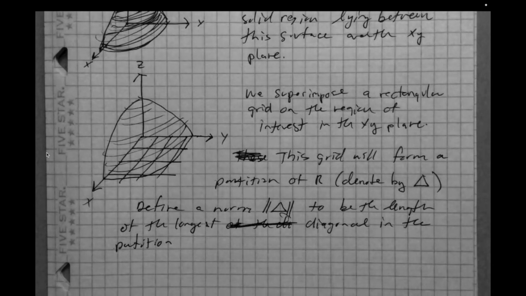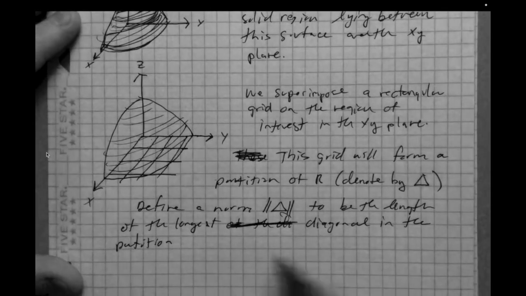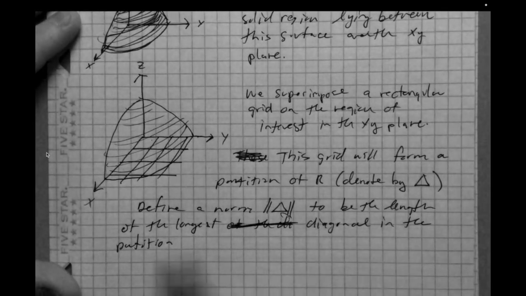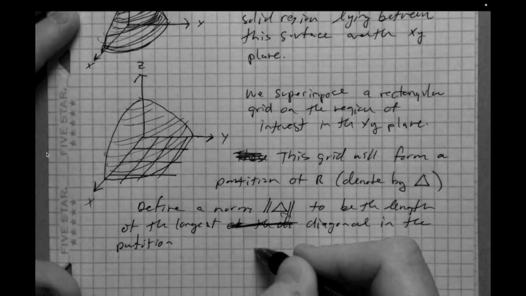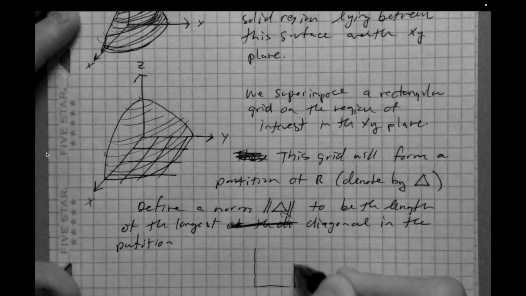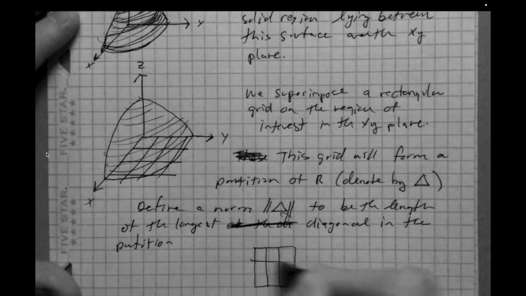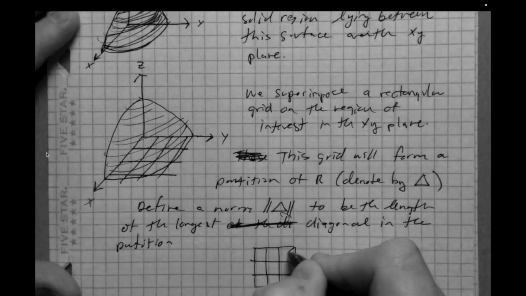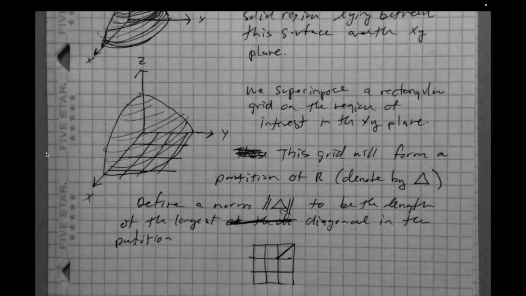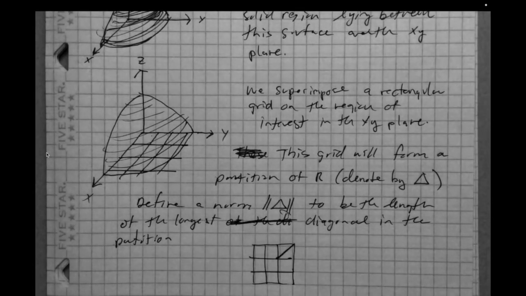And we just need some kind of a norm, some quantity that represents the fineness of the partition. So what we've said is we'll just let the norm be the length of the longest diagonal in the partition. If you're looking down on your grid, then your norm is going to be this length for whichever diagonal happens to be the longest. That's what you're going to call the norm.